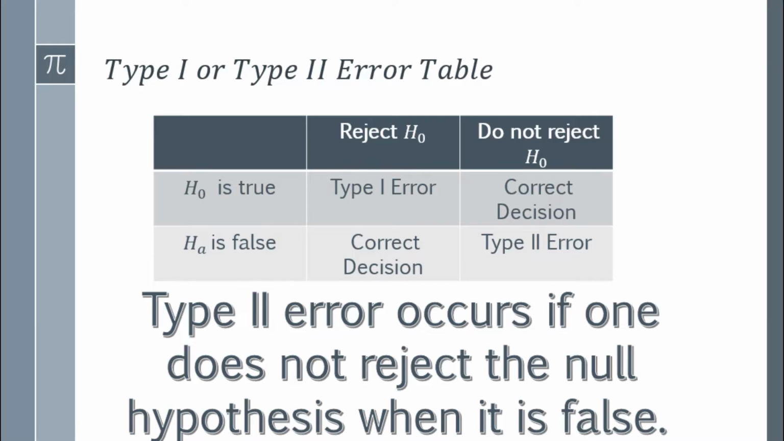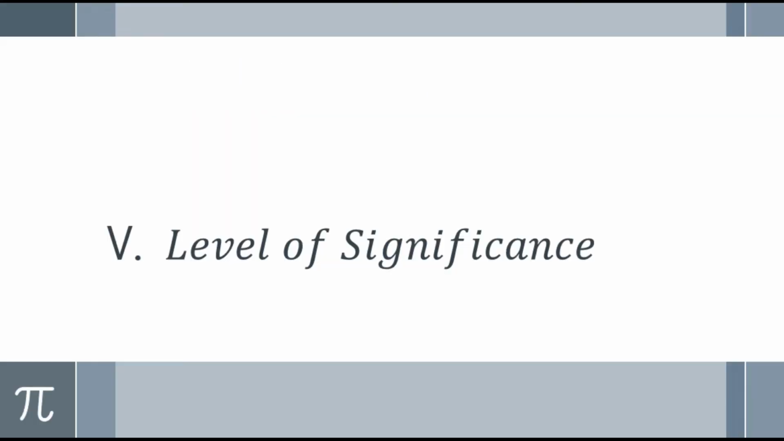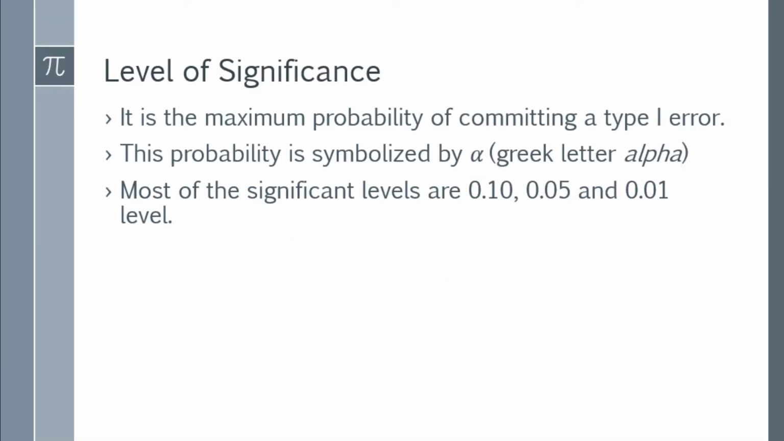So, ang sagot dyan ay false kasi dapat the null hypothesis when it is false. Okay, so level of significance. Chapter 5. Ano ba yung level of significance na yan? Ito yung maximum probability of committing a type 1 error. This probability is symbolized by alpha, the Greek letter alpha. Most of the significance levels are 0.10, 0.05, and 0.01. So, ito mostly ang makikita nyo na level of significance.